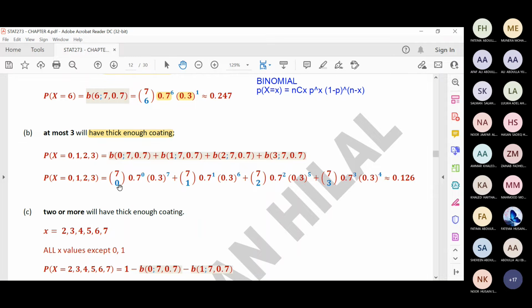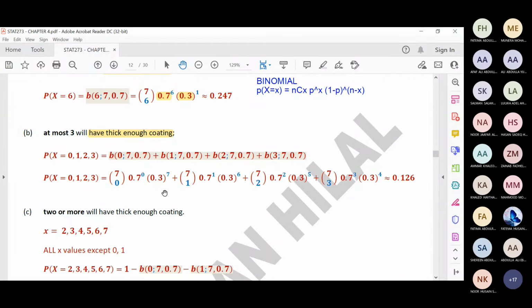7 combination 0, or 7 selection 0, times 0.7, which is p to the power 0, times the complement of the probability, 0.3, to the difference between these two numbers, which is 7. That is my first part. Next, after plus. Why plus? Because you are saying either 0 or 1 or 2 or 3. What does it mean at most 3? 0 or 1 or 2 or 3. So the word "or" is translated into addition.